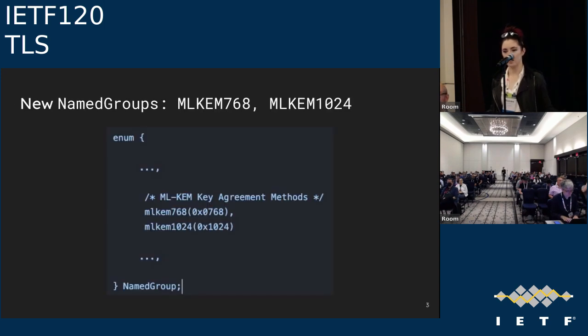This is in the draft. It's just literally these two ways to do it.